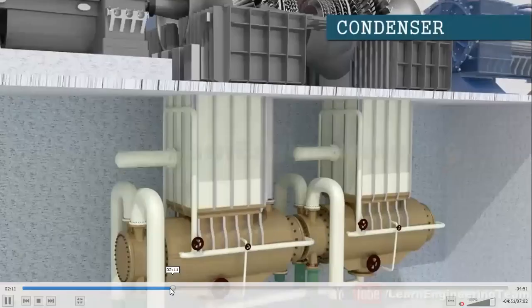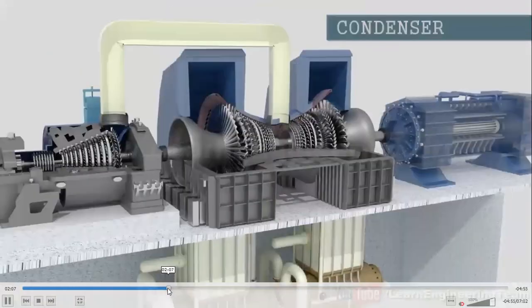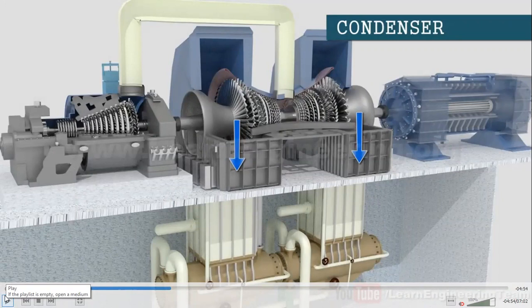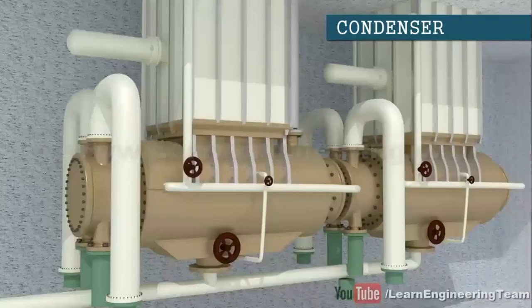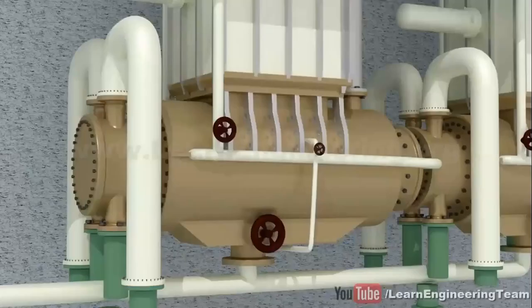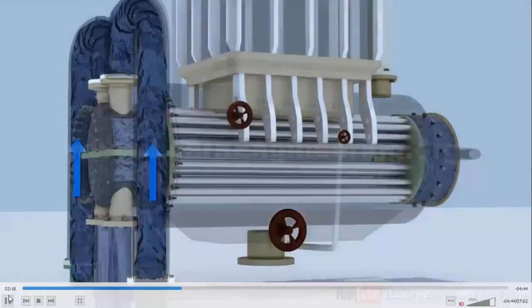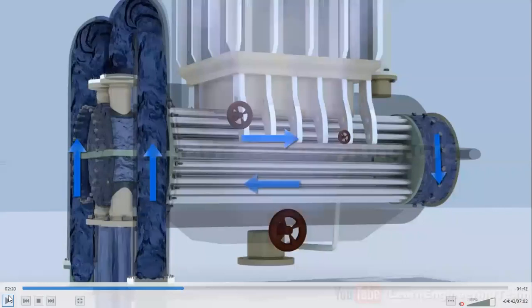The next thing is the condenser. You can see that just after the turbine, this is the condenser stage. Here we flow the steam and we get water. You see that in this video. This is the condenser stage. Here the cold water is flowing. When the steam comes in contact with the cold water, it becomes water.